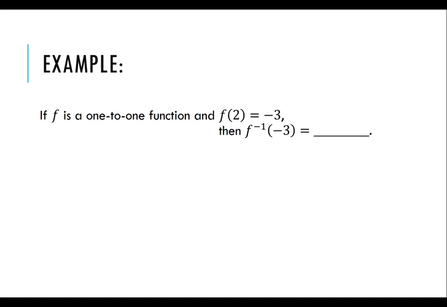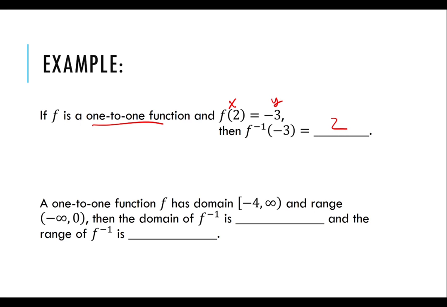If f is a one-to-one function and f of 2 is equal to negative 3, then f inverse of negative 3 has to be what? Well, if this is the x value for the function f, and this is the y value that corresponds to that x value, then all you have to do is swap them around. So now for the inverse function, the input being negative 3 has to give you 2. Has to. But that does rely heavily on the fact that it's a one-to-one function.